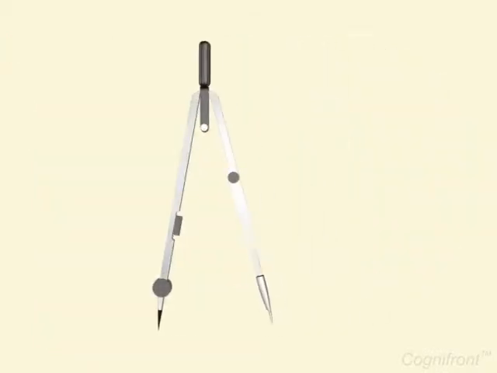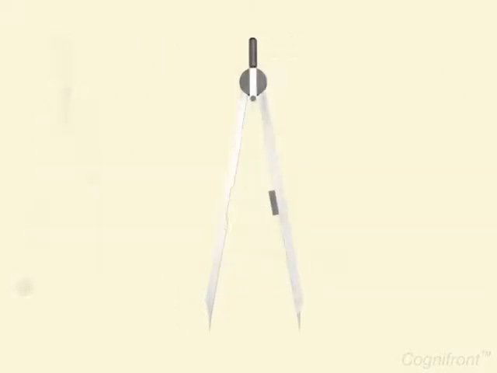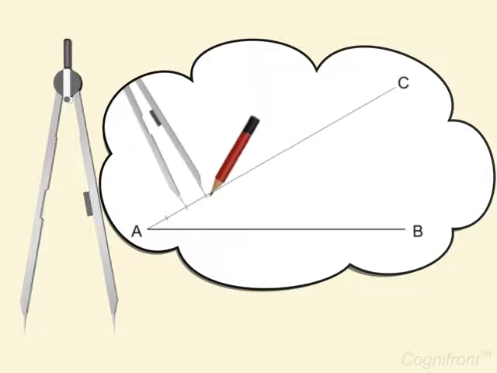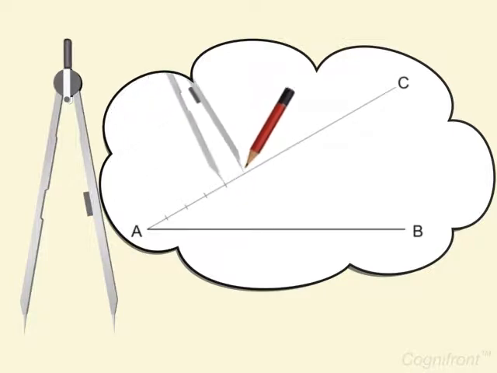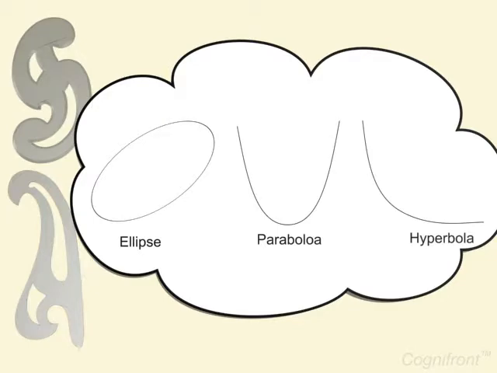As you already know, the compass is used for drawing circles and arcs. The divider is a little different, with both legs made of steel and is used for transferring distances. Another interesting tool is French curves. They are used to draw irregular curves such as ellipses, parabolas, hyperbolas, and the like.